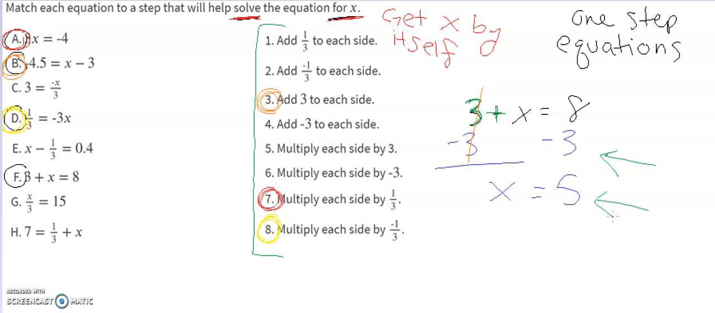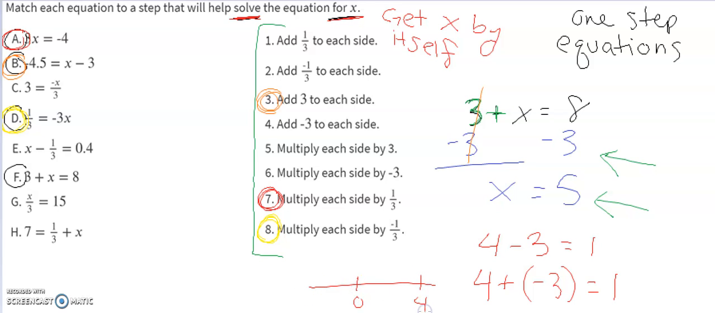So let us look really quick, though. If I have 4 and I'm subtracting 3, or I have 4 and I am adding a negative 3, these are actually going to give me the exact same answer. Because if you think about it on a number line, let's see, 0, 4. If I am adding negative 3, that means I am moving left 3 spaces. So that means 1, 2, 3, that would be at a 1. So 4 minus 3 is 1. 4 plus negative 3 is 1.